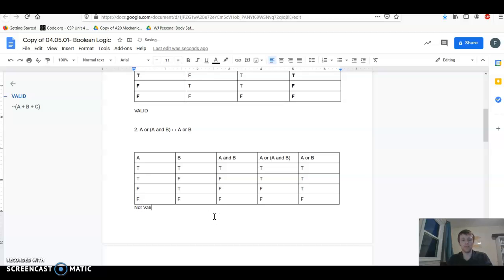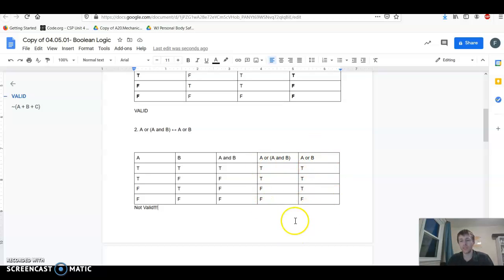Not valid. What makes it not valid is this possibility where the left-hand side and the right-hand side could evaluate to different things. Left-hand side evaluates to true, right-hand side evaluates to false. They're not the same. Therefore, this is not an equivalence relation. Despite the fact that 75% of the time it does evaluate to the same thing, even this one single discrepancy is enough to invalidate the whole thing.